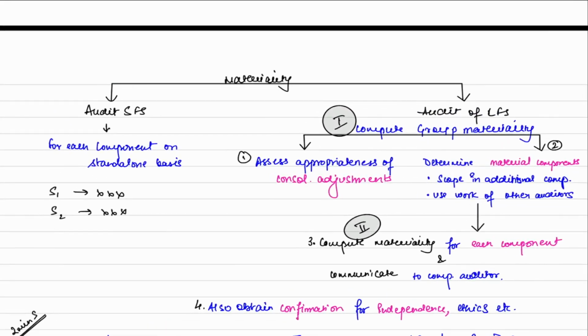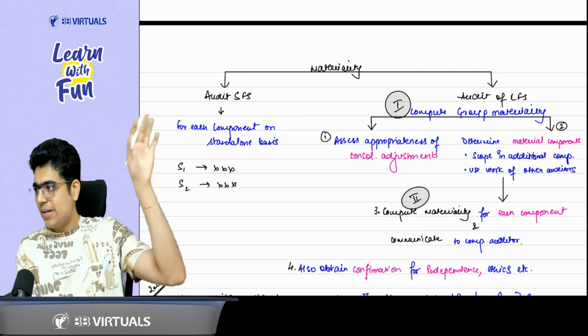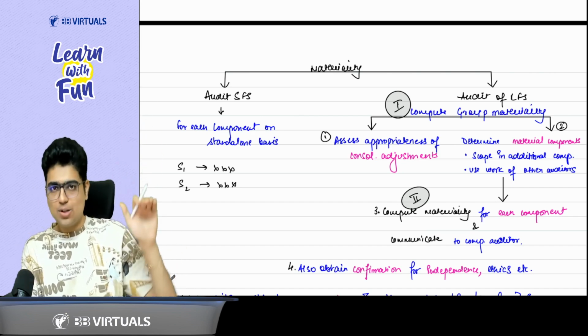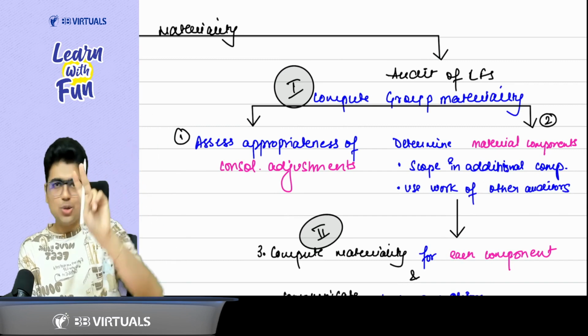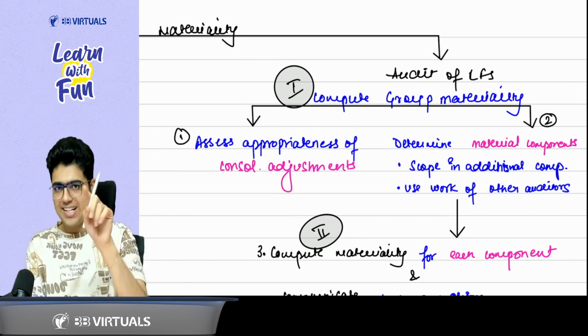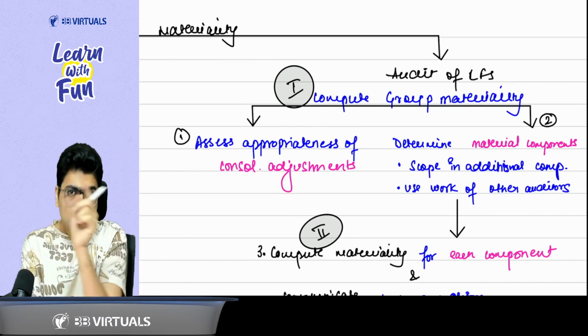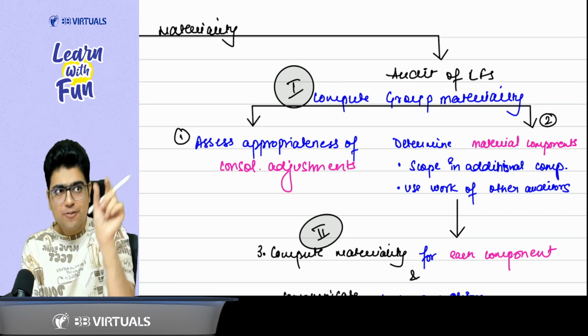Yes, sir. Last time revise. For separate financial statements, materiality on a standalone basis. For CFS, 2 levels of materiality: group materiality, with 2 uses. Audit the consolidation adjustments and identify which components are material so that I can focus on them.